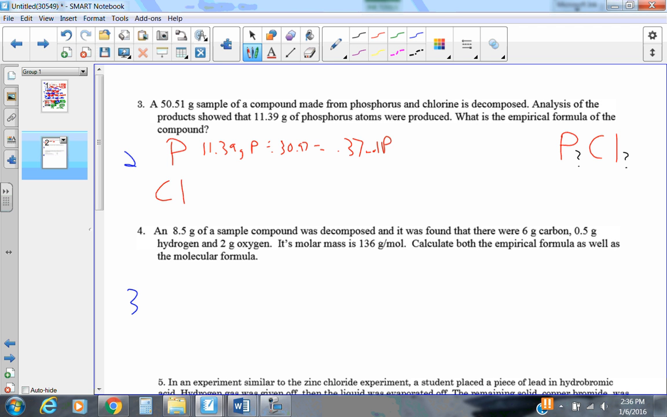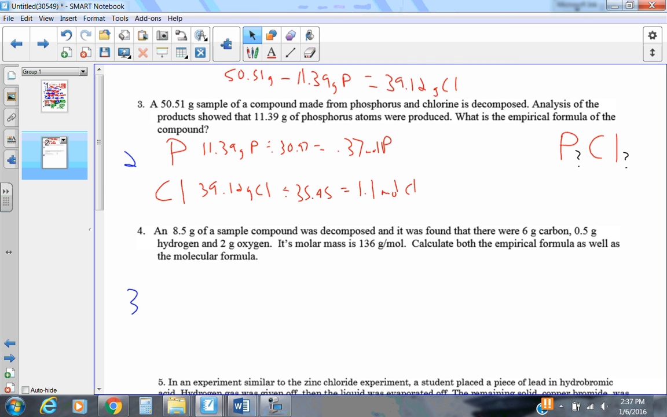Chlorine. It doesn't tell us how much, but they do let us know that if we started with 50.51 grams and 11.39 grams of it is phosphorus, whatever the difference is, and in this case the difference is 39.12, that's chlorine. So it's 39.12 grams of chlorine. How much does a mole of chlorine weigh? Check the chart, 35.45. So that's going to equal 1.1 moles of chlorine.